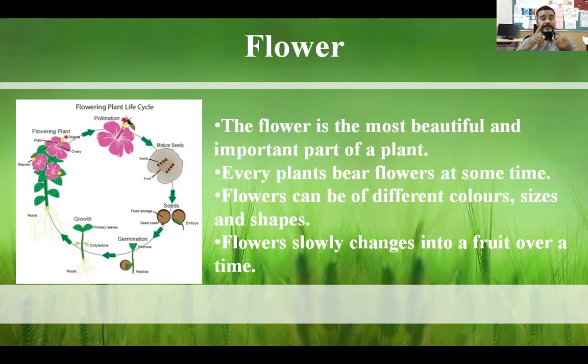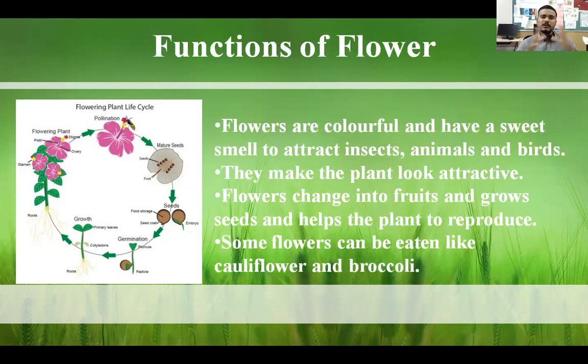Now each plant has a different type of flower, different color, different shape, and different smell. Like each plant has a different type of leaf, likewise each plant has a different type of flower. Now what are the functions of a flower? The color and smell attract insects and animals. So what do these insects do? They help in the process of fertilization. That is also called pollination.